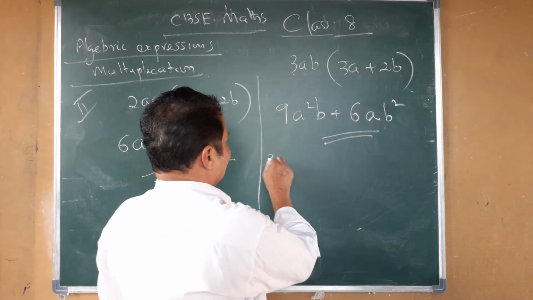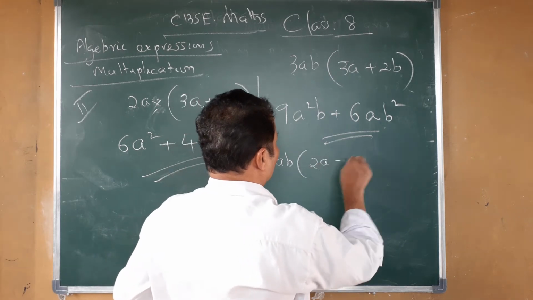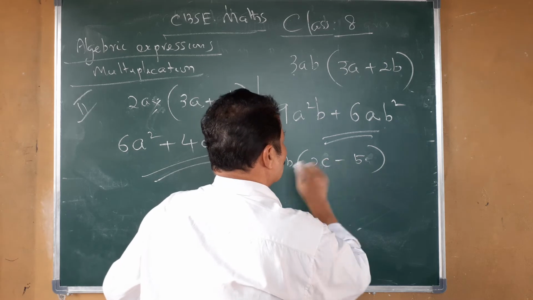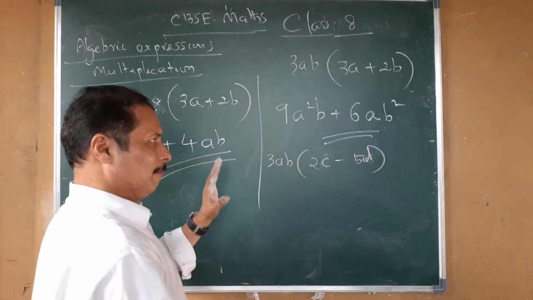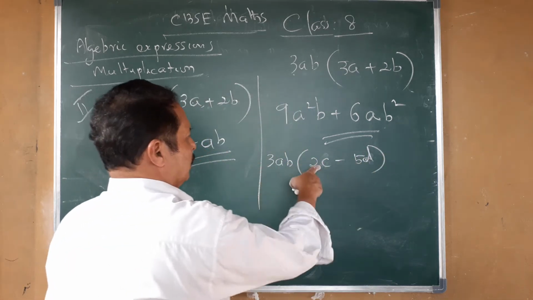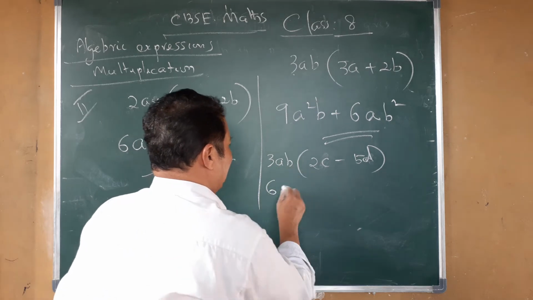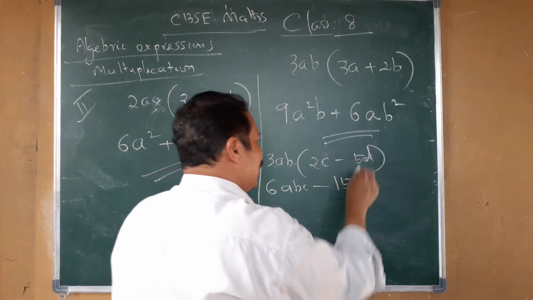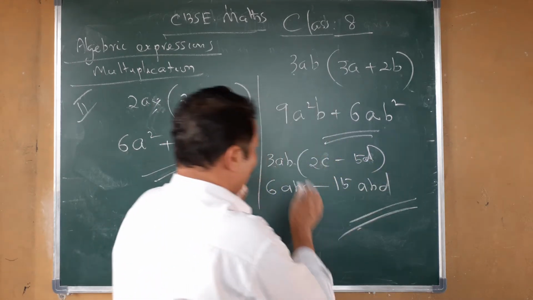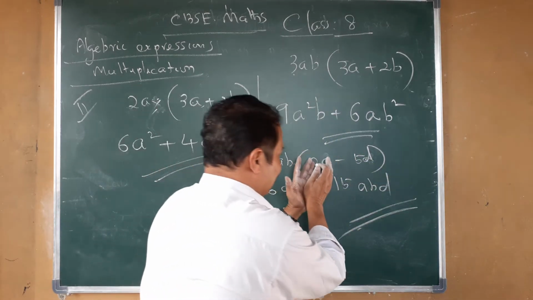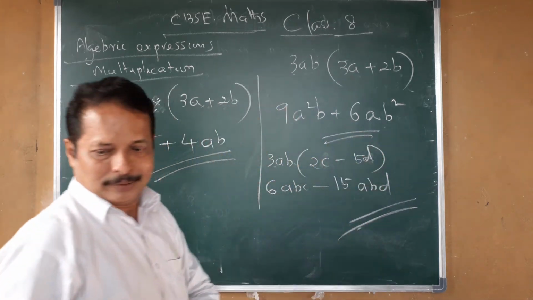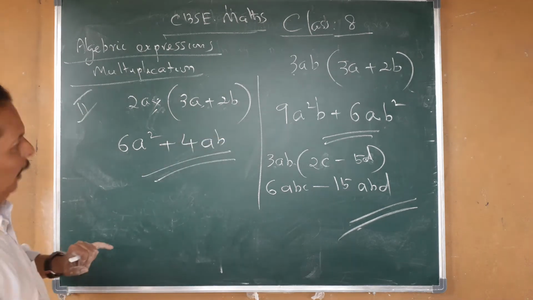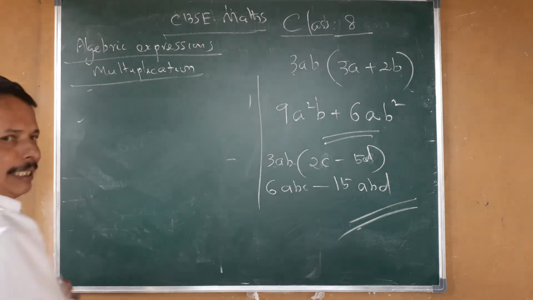One more. 3ab into 2c minus 5d. The variables are different. 3 into 2, 6. ab into c, abc. 3 into 5, 15. ab into d, abd. Multiply this monomial by this term and that term. That is multiplication of a monomial by a binomial. Is it clear? Is it clear?